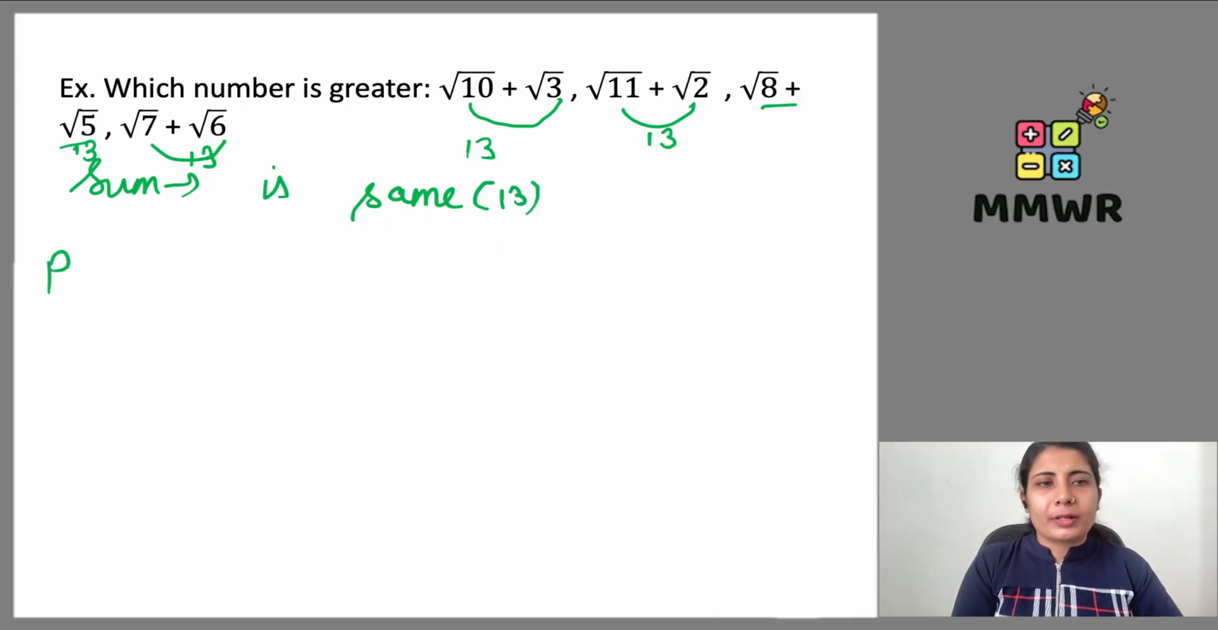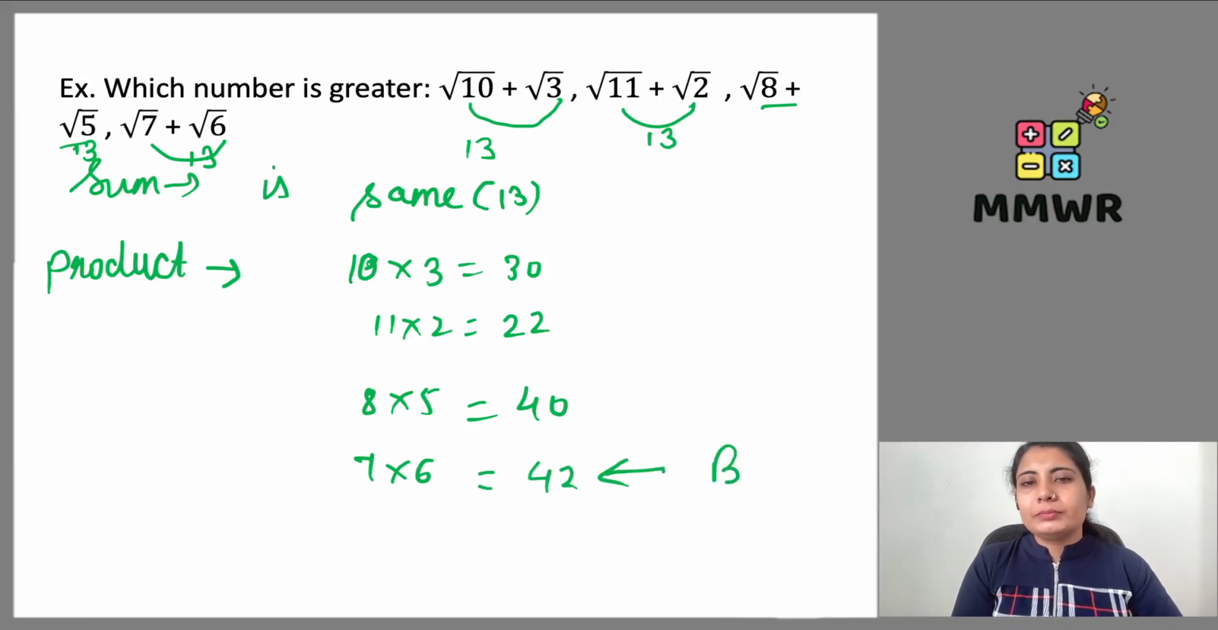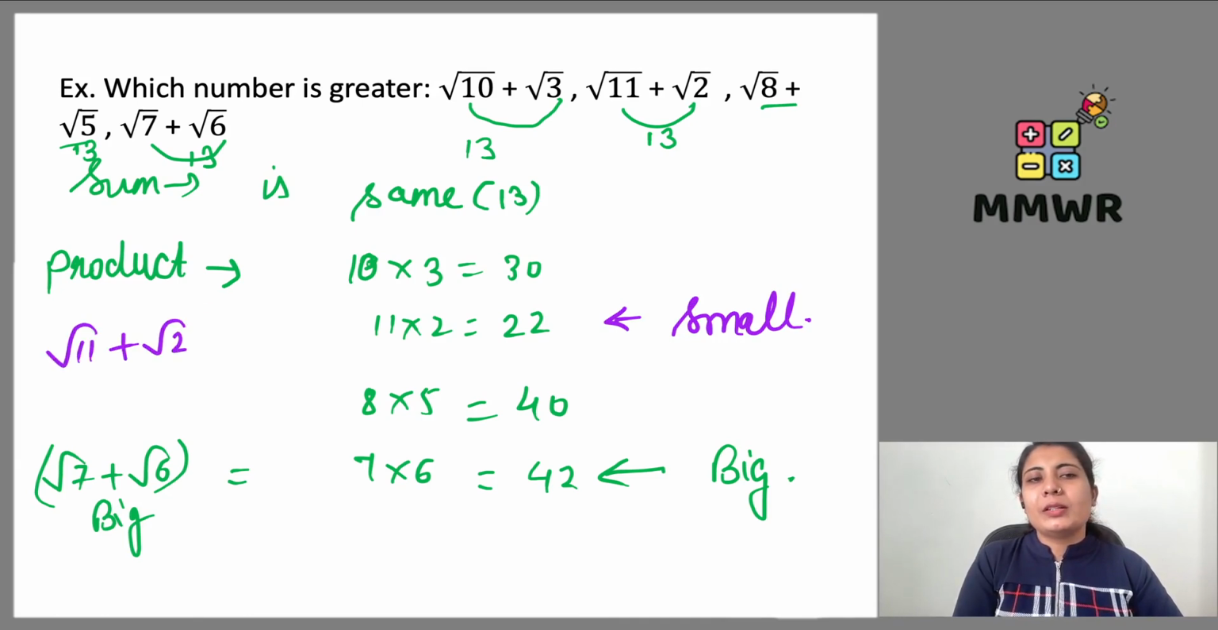That is why we will take the product. I'm just showing you the shortcut way. So 10 multiply 3, 10 threes are 30. 11 multiply 2, 22. 8 multiply 5, 8 fives are 40. And 6 multiply 7, 42. So this is the big one. 42 is the big one. So of course root 7 plus root 6 is going to be the big number. Coming to the smaller one, which is the smallest product, 22 is the smaller one. So root 11 plus root 2 is going to be the smaller one.